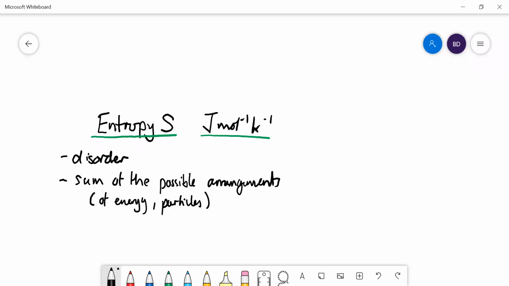Okay, we're going to introduce a new concept now, and that is entropy, which is usually given the symbol S, and it is usually described simply as the degree of disorder of a substance. Apparently a lot of people have issues with that, and it's probably better to think of it as the sum of all the possible arrangements a substance could have, of all the energy in that substance, and how the particles are arranged as well.